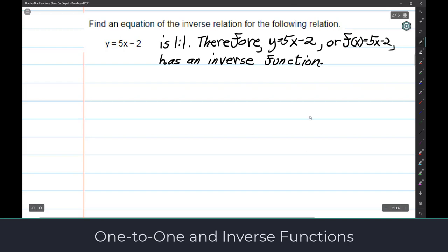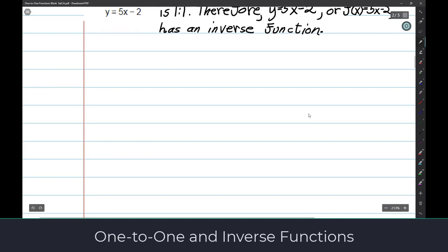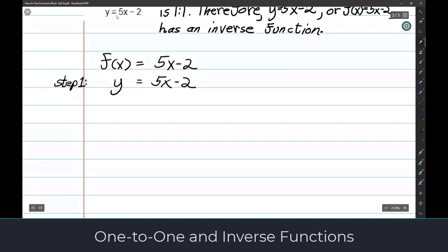Okay, let's find it. Let's start with f of x, because there are some steps you have to follow. Most of the time, functions are written like this. So step one is to change the f of x to y. So this was already at step one.